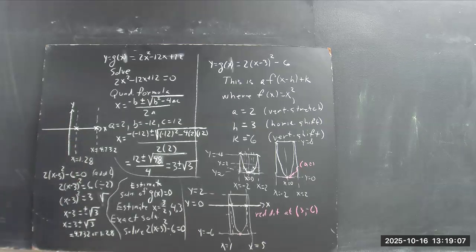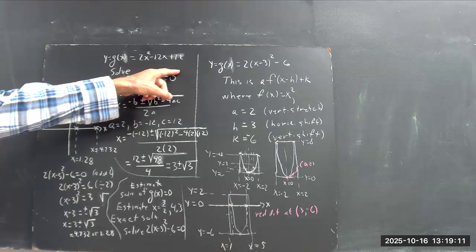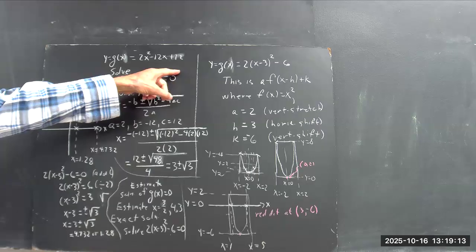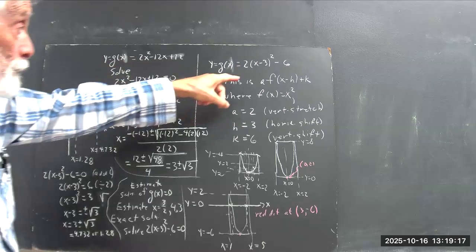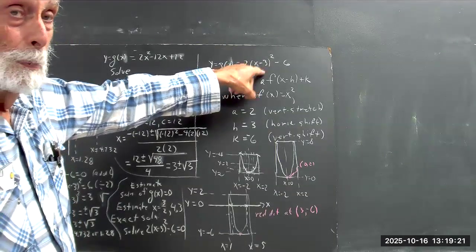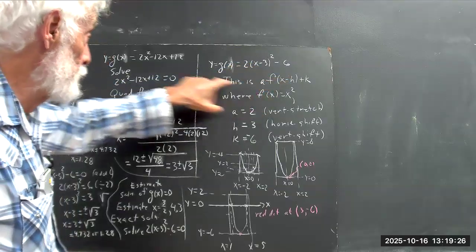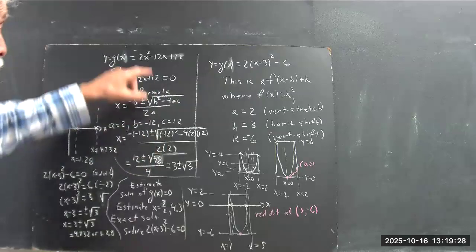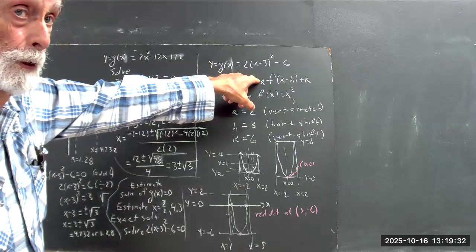Where's the axis of symmetry? You know this is going to be a parabola. Because this is just what you get when you expand this. Multiply x minus 3 by x minus 3, multiply it by 2, subtract 6, you get this. So this is the same thing as this, you just do a little arithmetic with the distributive law here.